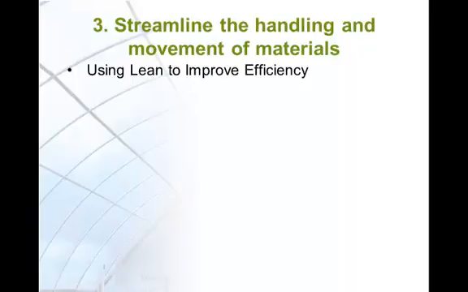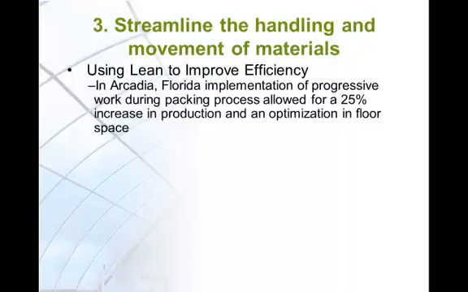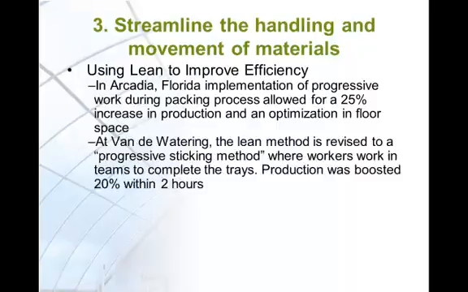Here are some case studies of businesses that have successfully become more lean. I say more lean because a business should never stop making improvements in material flow and labor design. In Arcadia, Florida, implementation of progressive work during the packing process allowed for a 25% increase in production and an optimization of floor space. At Van de Watering, the lean method is revised to a progressive sticking method, where workers work in teams to complete the trays. Production was boosted by 20% within 2 hours.